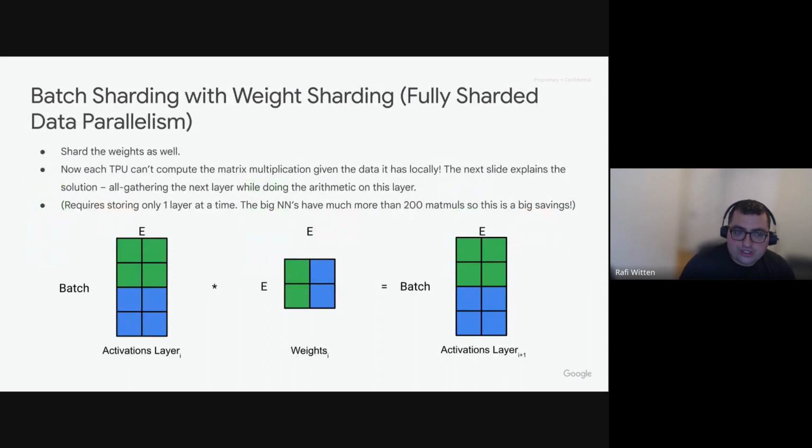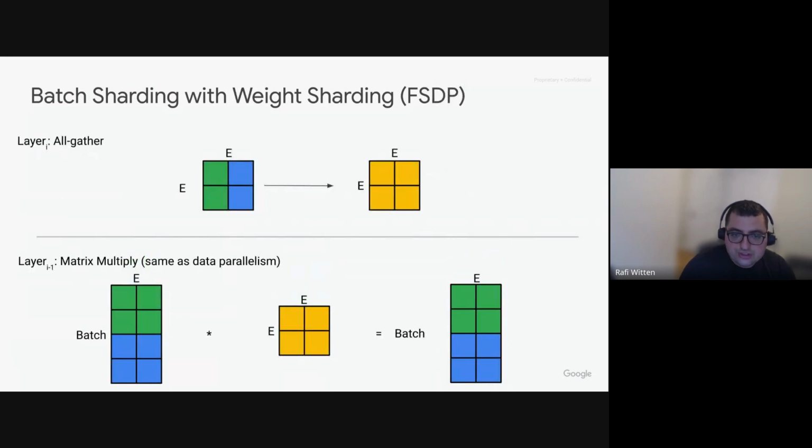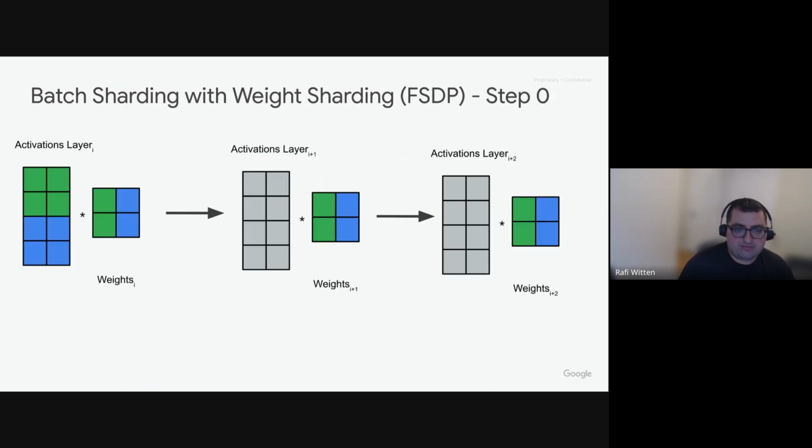But when we get to fully sharded data parallelism, we're, again, storing only one layer at a time. And the observation that makes it work is that we can unshard the weights ahead of the data parallel matrix multiplication. But what I wanted to do is just add maybe a little bit of structure to that one, hopefully help this one make more sense by going through it step by step.